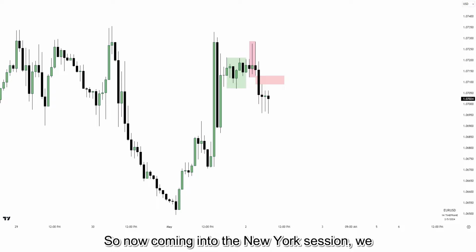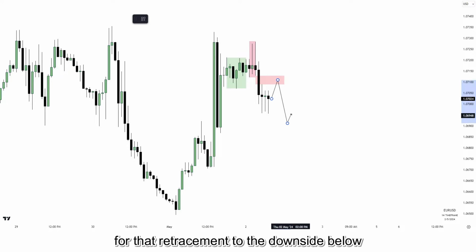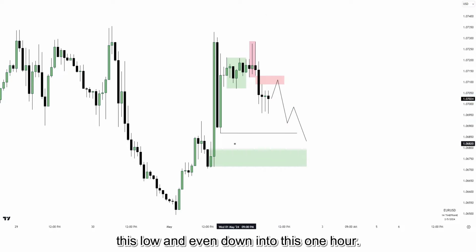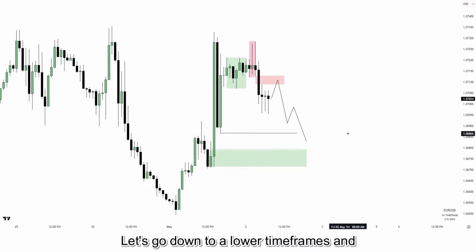So now coming into the New York session, we'll anticipate a retracement into this 1 hour bearish fair value gap, as this is my higher time frame key level for that retracement to the downside below this low and even down into this 1 hour order block level. Let's go down to the lower time frames and anticipate that retracement for that continuation to the downside.